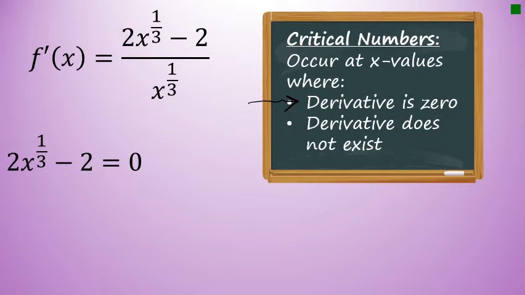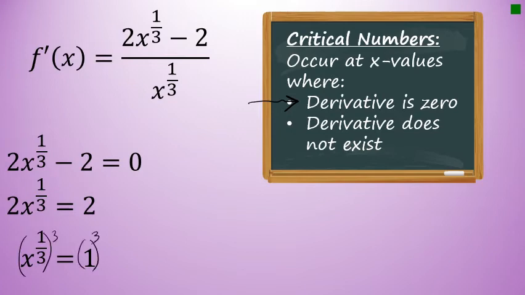First, add 2 to both sides of the equation to find that 2x to the 1/3 power equals 2. Then, divide both sides of the equation by 2. 2 divided by 2 is 1, and I now have x to the 1/3 power equals 1. To eliminate a power of 1/3, you can raise both sides of the equation to the reciprocal power. The reciprocal of 1/3 is 3, so raising both sides of this equation to the third power will isolate x.